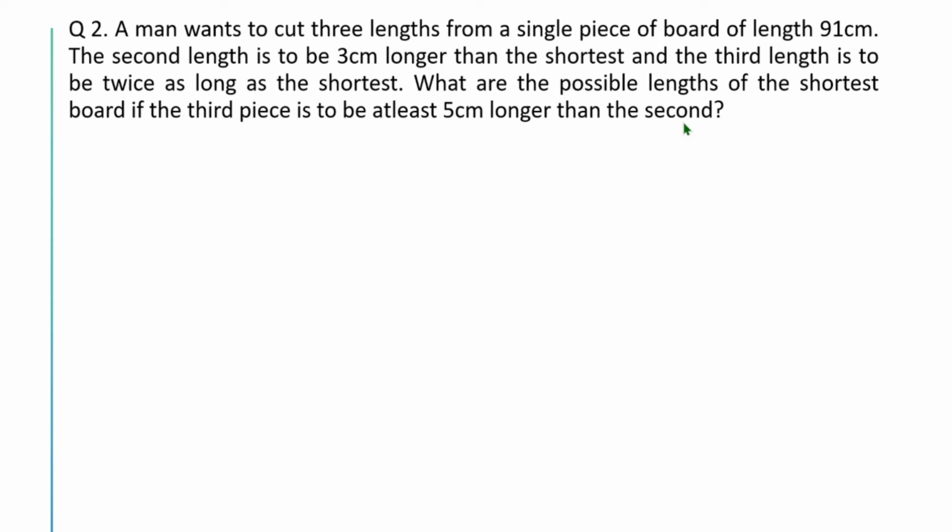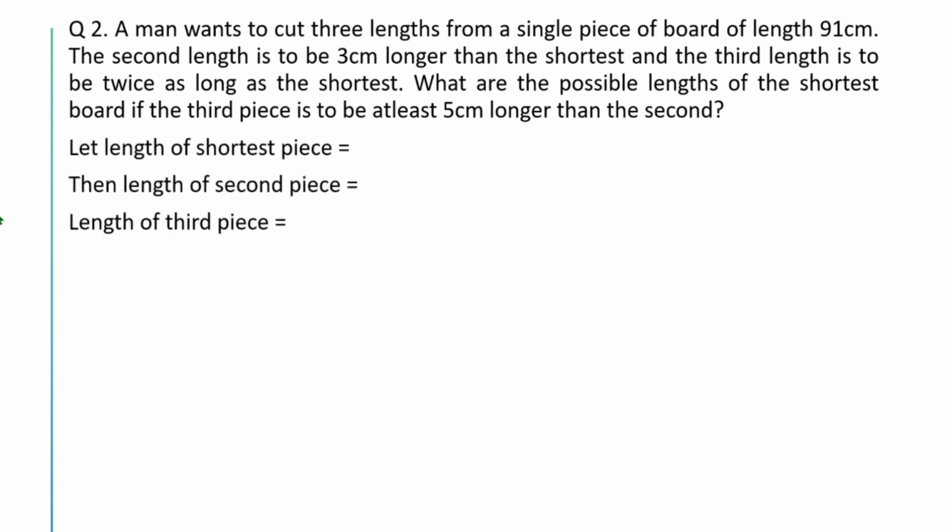So, a man wants to cut 3 lengths from a single board whose length is 91 centimeters. The second length is 3 centimeters longer than the shortest, and the third length is twice as long as the shortest. So we have to find what are the possible lengths of the shortest board if the third piece is at least 5 centimeters longer than the second.